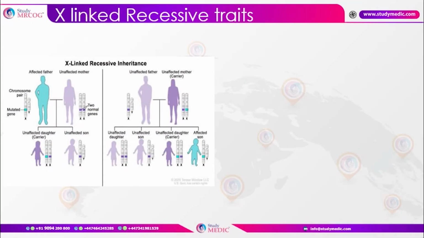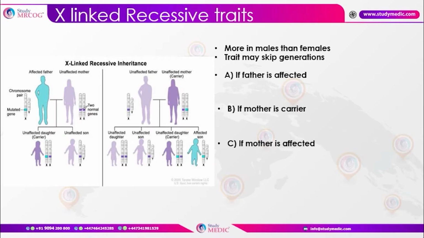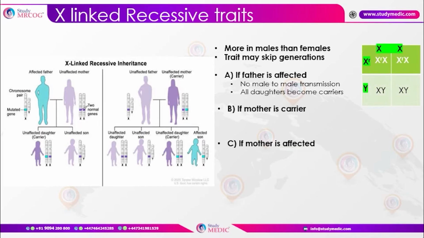Now let us know something more about X-linked recessive traits. These are more in males than in females, and it may skip generations. Here we may have three kinds of conditions. In first, the father is affected. In the second condition, the mother is a carrier. And in the third situation, the mother is affected.